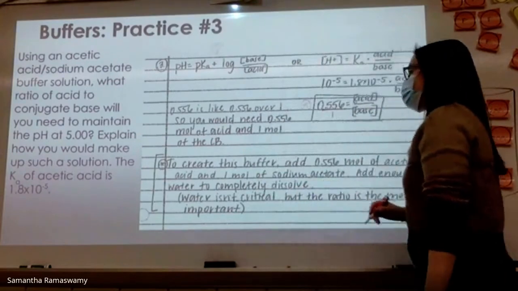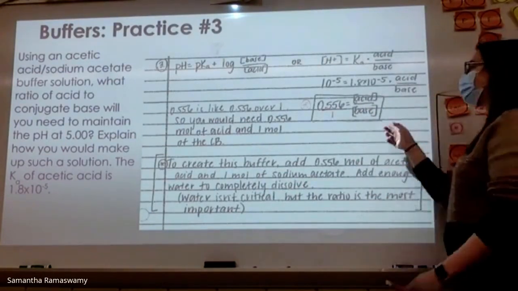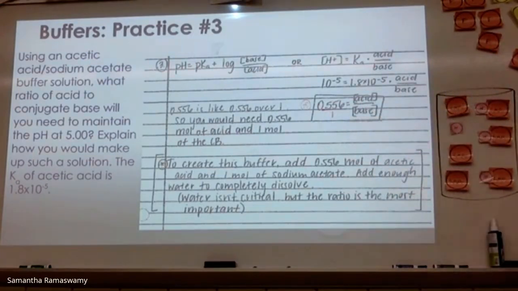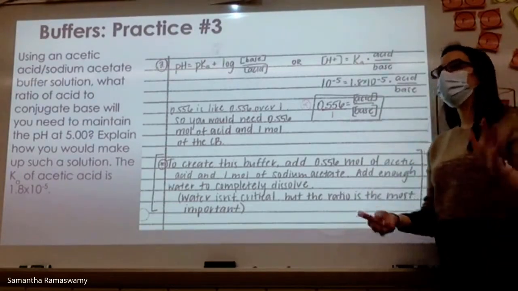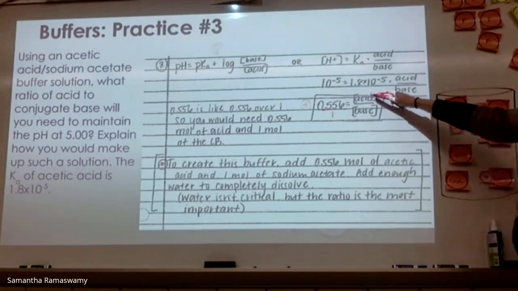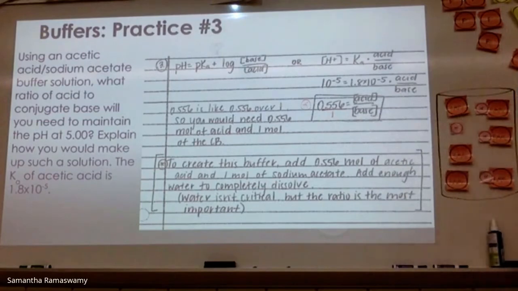If I sent you back into the lab to create this buffer, you would add 0.556 moles of acetic acid and 1 mole of sodium acetate. And then you'd add water, right, dissolve it, make it into a solution. The biggest thing is your moles: 0.556 moles of acid, 1 mole of base.